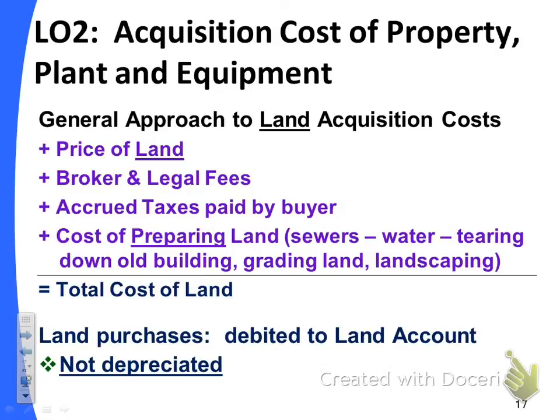Something to keep in mind: highlight this, circle this, whatever you need to do. Land purchases are not depreciated. So land does not depreciate. Anything that goes on the land depreciates, but the land itself does not depreciate. So make sure you highlight that, or in some way remind yourself of that. If you're a farmer and your fields get all dried out, technically the land does not depreciate.